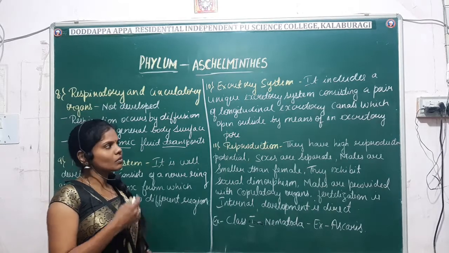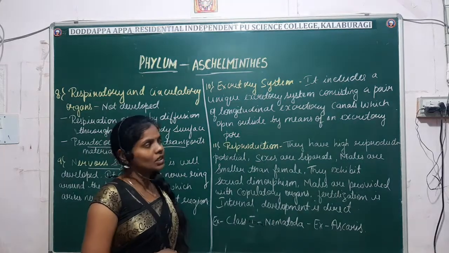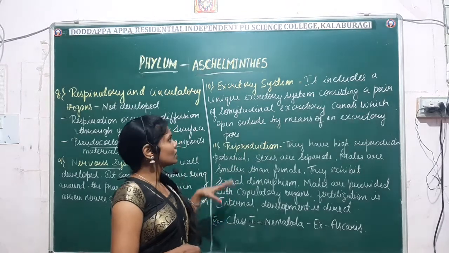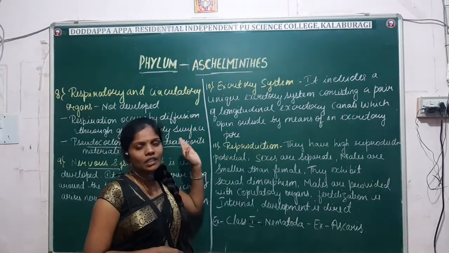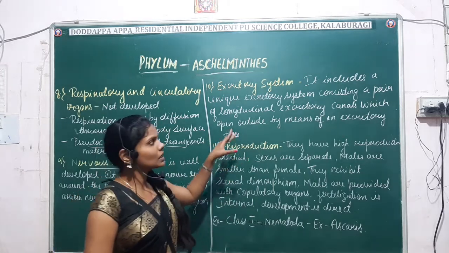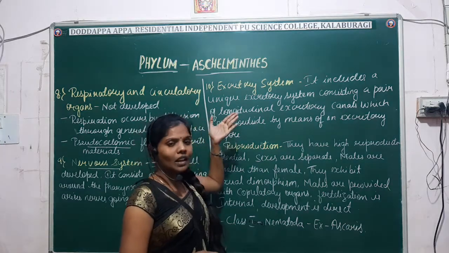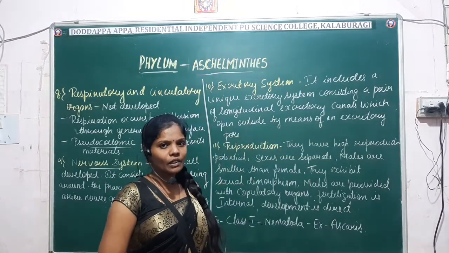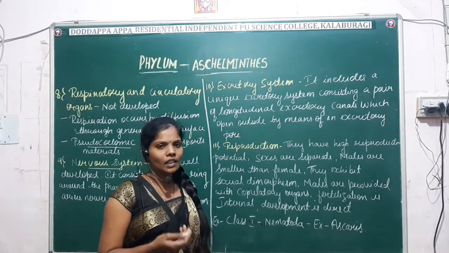Next comes the excretory system. Your excretory system is a unique excretory system consisting of a pair of longitudinal excretory canals which open outside by means of the excretory pore. How is this pore present? It includes a unique excretory system consisting of a pair of longitudinal excretory canals which open outside by the excretory pore. In simple terms, you can say that the excretory system consists of the excretory pore.